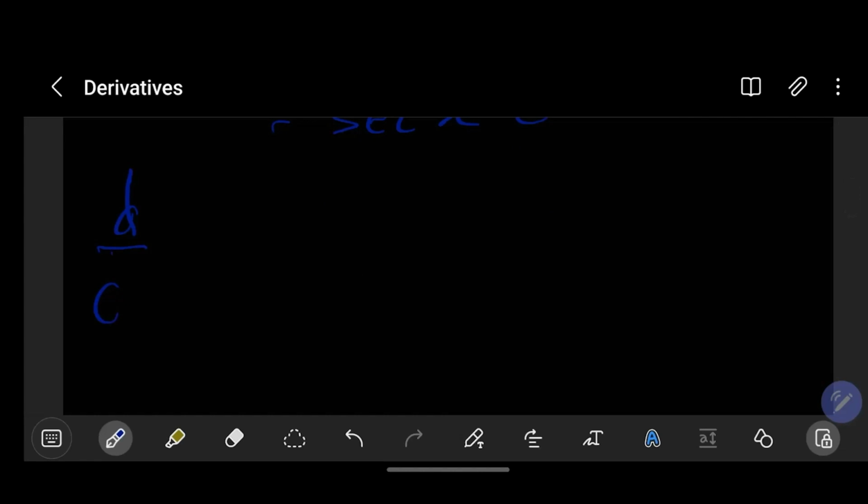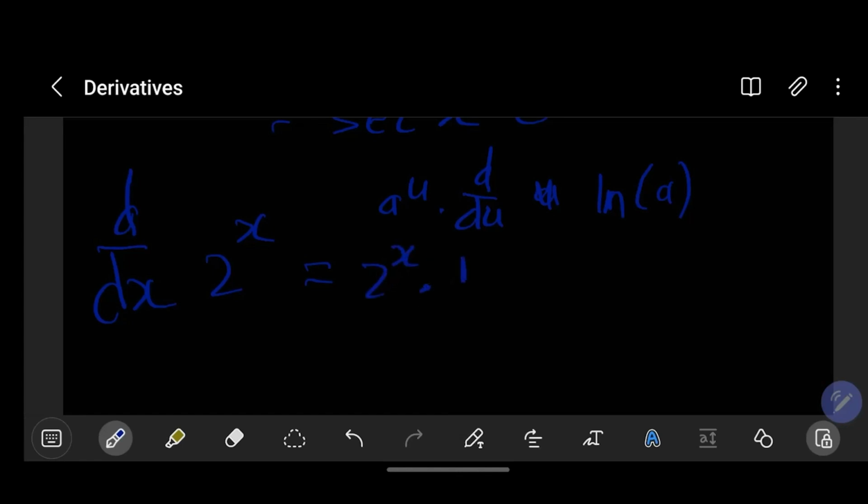Let's look at d/dx of 2 to the x. Okay, so this is going to take on the rule of a to the u multiplied by u prime times ln of a. So we now have 2 to the x multiplied by 1, because d/dx of x is 1, times ln of 2. Okay, and that's 2 to the x ln of 2. So that's using the second rule that I showed you.